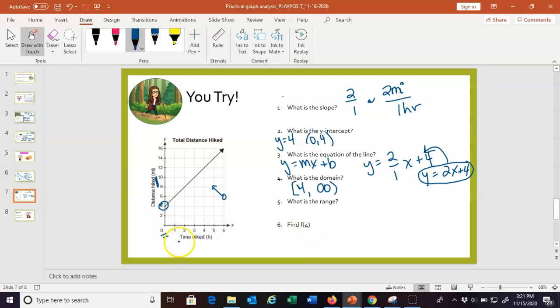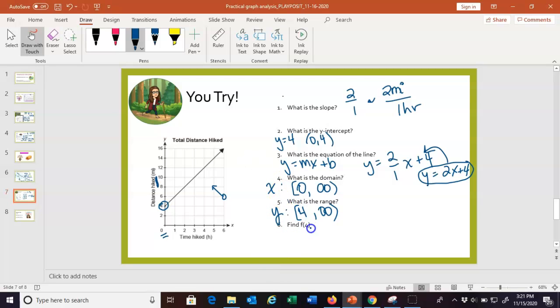What is the range? What are the y values? So the graph starts again. Oops, did you guys see that? My mistake. Here, the domain are the x values. So we start at x equals 0. I hope you caught that. I did very quickly. What is the range? The range are the y values. So here we start at 4 and go to infinity. So domain is x, range is y.